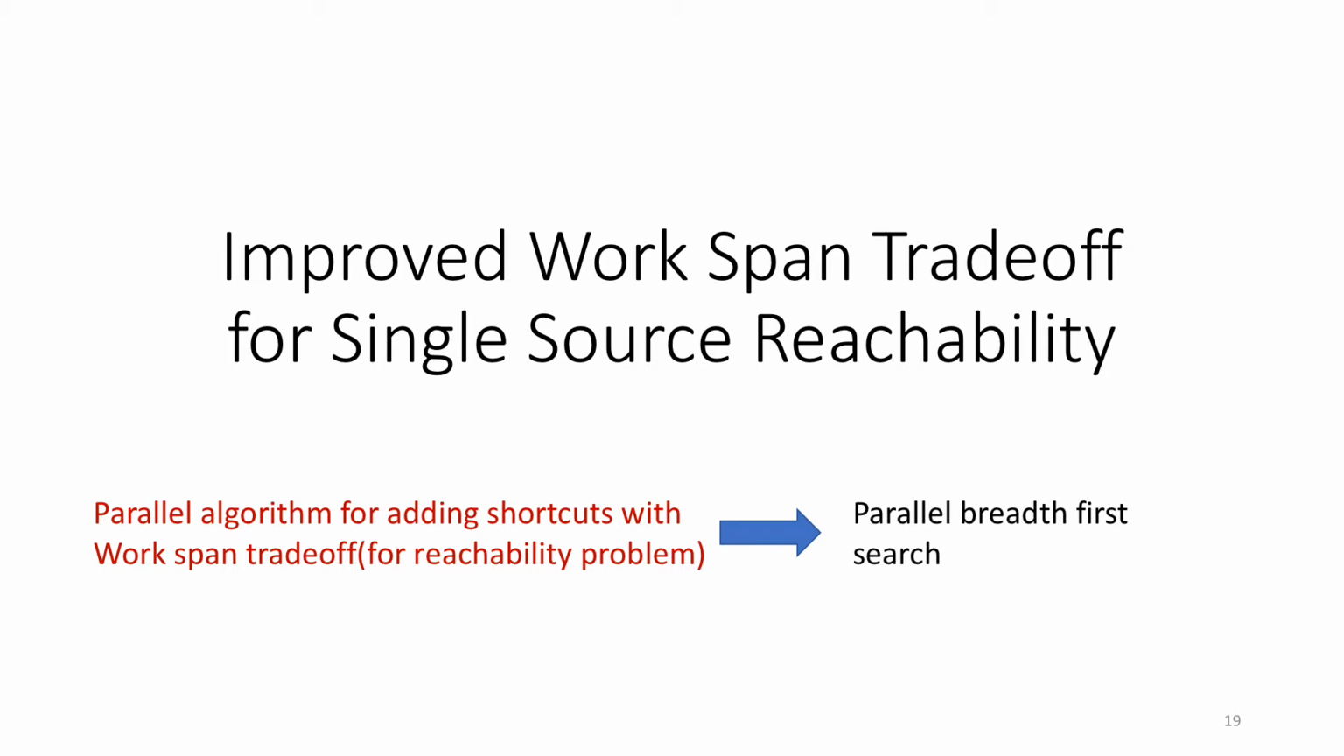So in the paper, we design a parallel algorithm for adding shortcuts so the graph diameter is reduced. And then we run the parallel breadth first search for the single source reachability problem. The work-span trade-off comes from the shortcut size. If we want a low span algorithm, we will add more shortcuts to the graph, and this will lead to a larger work parallel algorithm.